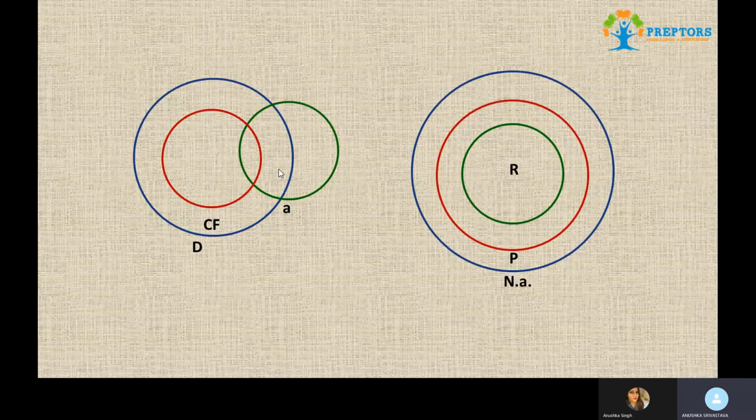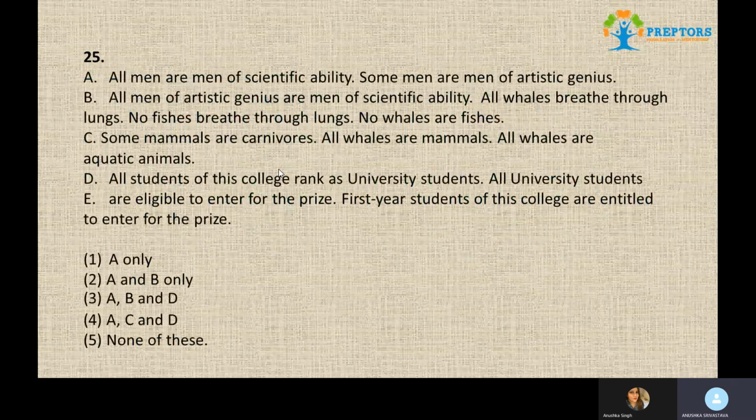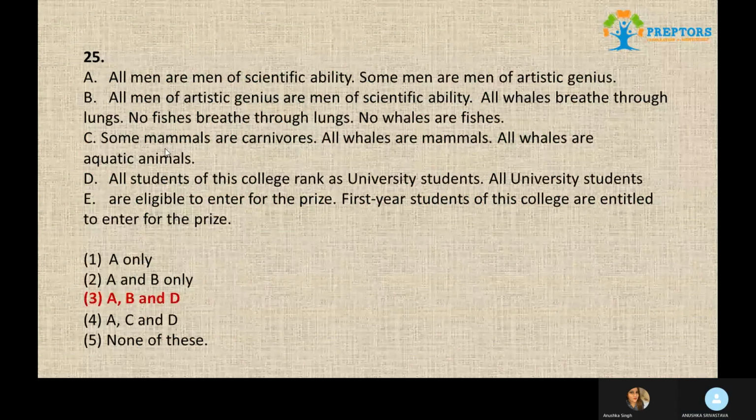Now when you look at the last question, again you will observe that the answer for this is ABD. All men are men of scientific ability, some men are men of artistic genius, and hence all men of artistic genius are men of scientific ability. B again will follow and D also will follow in that order.